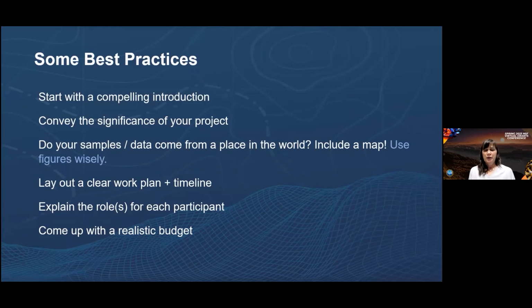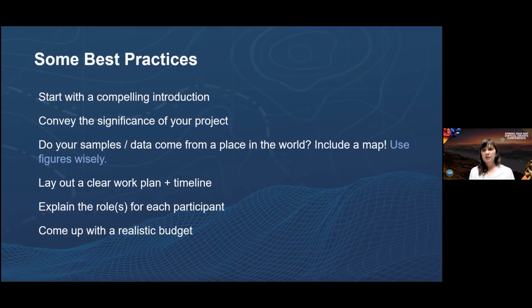Be clear in the work plan and timeline. It's easy to include just a brief paragraph about this, as well as explaining the role of each participant. It helps the reviewer to determine whether what you're proposing to do is feasible in the time that you've asked for the grant money.